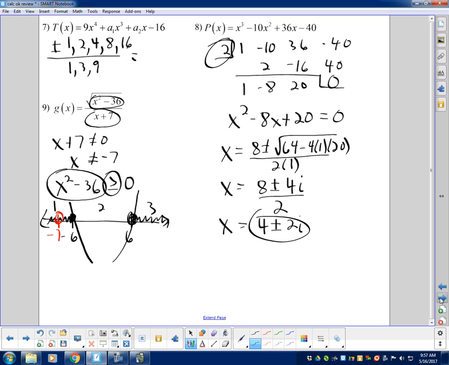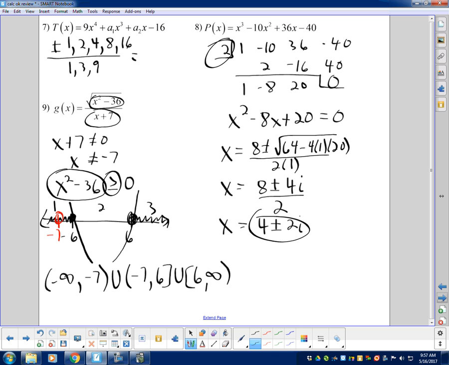If I were to write this in interval notation, we're going to start over here at negative infinity. We're going to come all the way up to negative 7, have an open parenthesis there, and then union, open parenthesis, negative 7 up to and including negative 6. So we'll have closed brackets there. And then a union, now we jump over to 6 and go all the way to infinity. So that's what it looks like in interval notation.